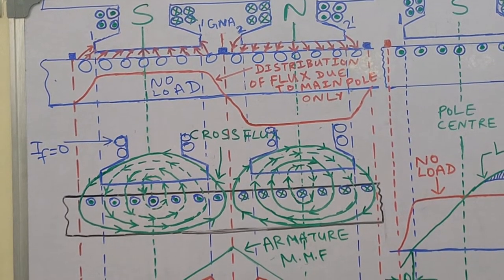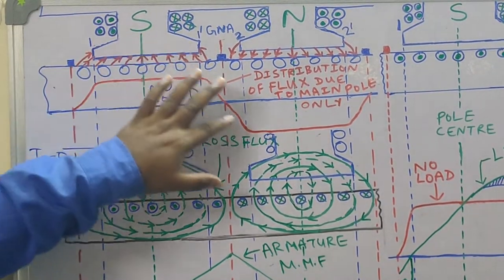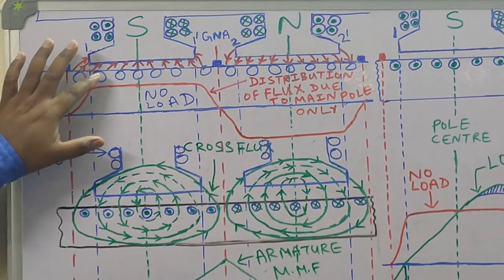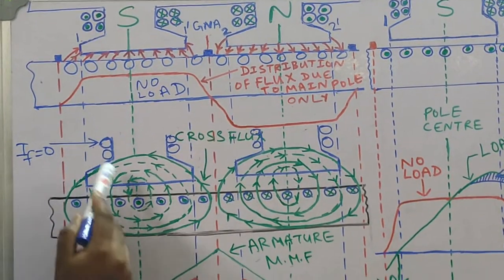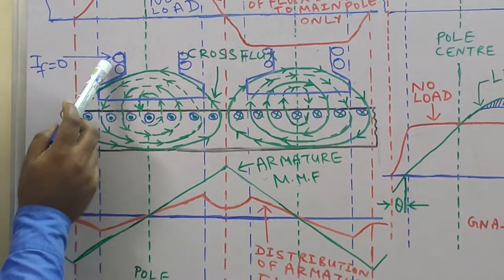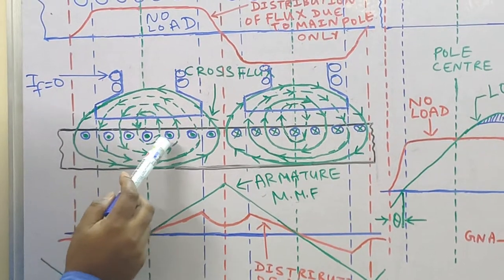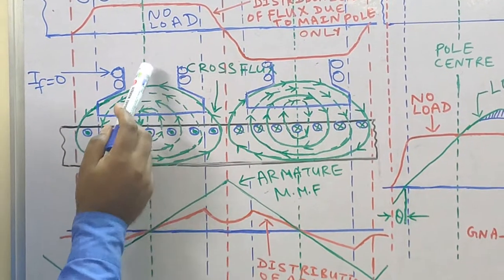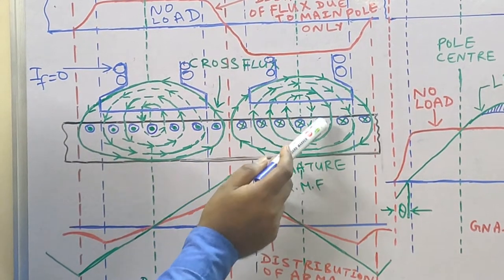So for that reason, what has to be done? First, we will plot the field flux assuming armature current is zero. Then we will plot the armature flux assuming field current is zero. That's why we are indicating here field current to be zero and armature current as dot and cross. Under the south pole it is shown by dot and under the north pole it is shown by cross.